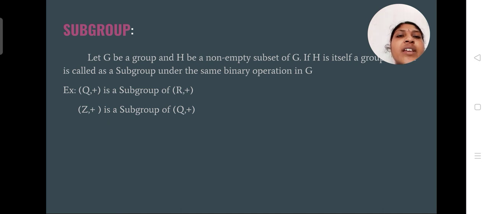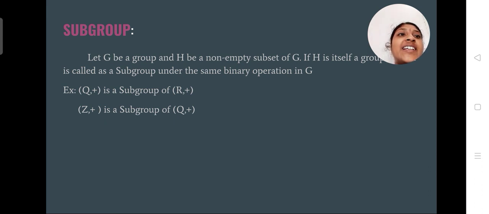And finally the definition of subgroup. Subgroup means, let G be a group and H be a non-empty subset of G. That means H is a non-empty set and a subset of the group G. The set H is said to be a subgroup if that set is itself a group. That means H satisfies the group properties, that is closure property, associative property, identity property and inverse property, and H is a subset of group G, then that set is called a subgroup.